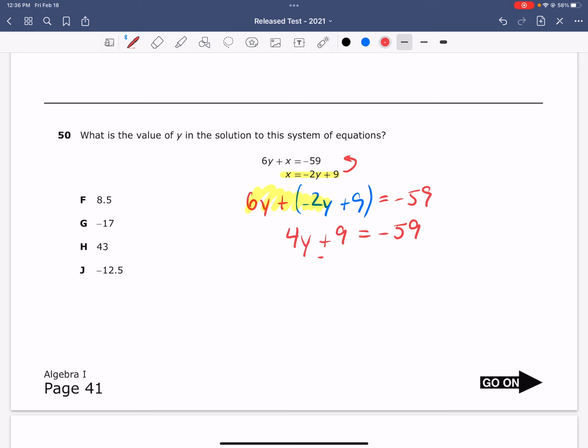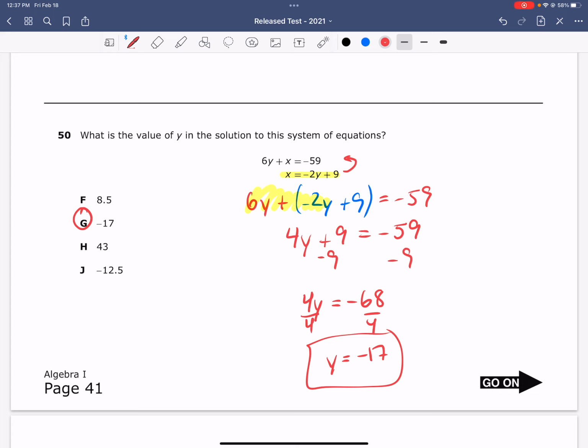From there, I can subtract 9 on both sides and get 4y is equal to negative 68, and then divide both sides by 4 to get y is equal to negative 17. So I feel very confident that the answer is G.